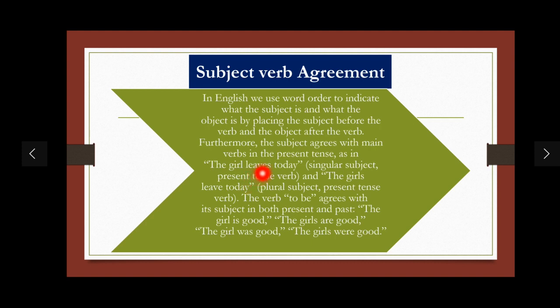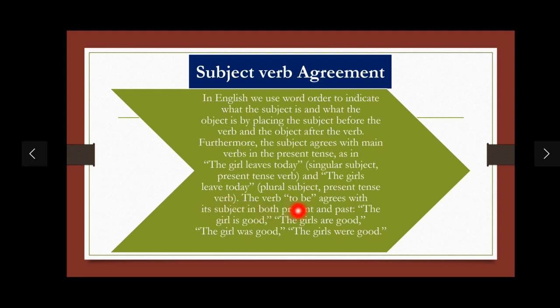Here the verb agrees with the subject, the girl. But if I say the girl leave today, then the verb will not agree with the subject, the girl. So a singular subject is using a present tense verb here. And the girls leave today. Here we have a plural subject, the girls. So we are using the plural verb, and that is leave. So plural subject, present tense and plural verb are used here.